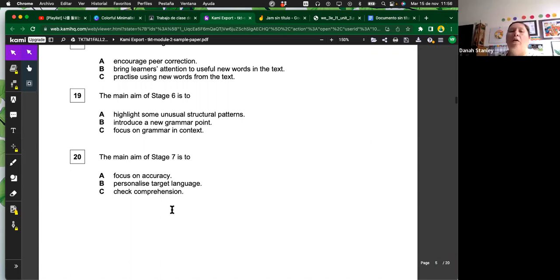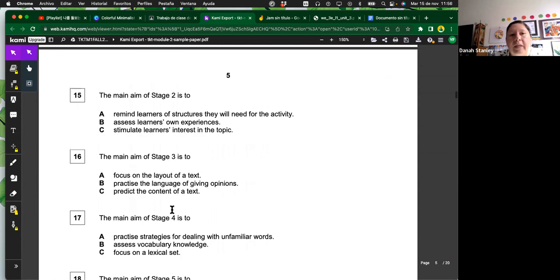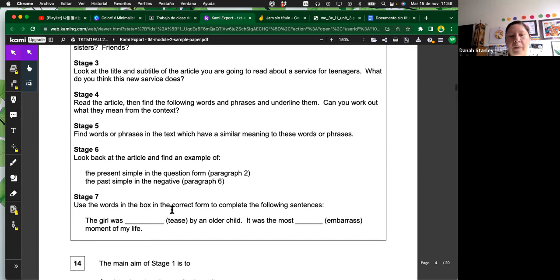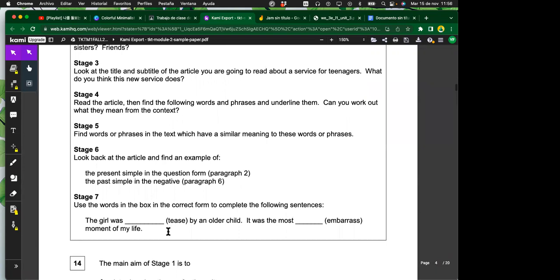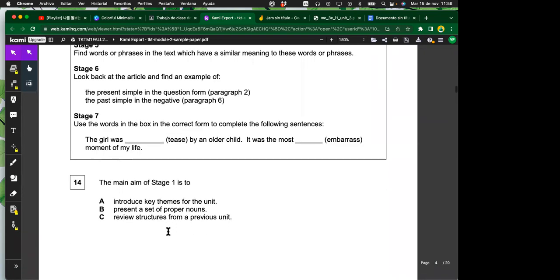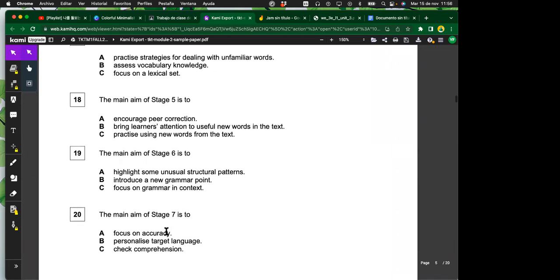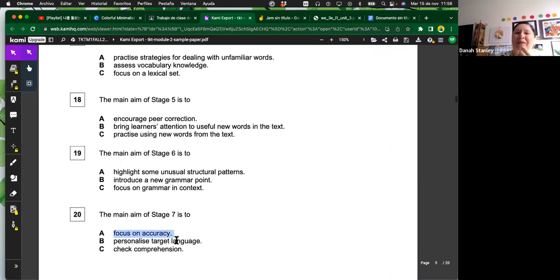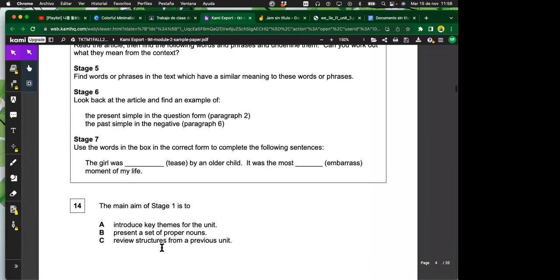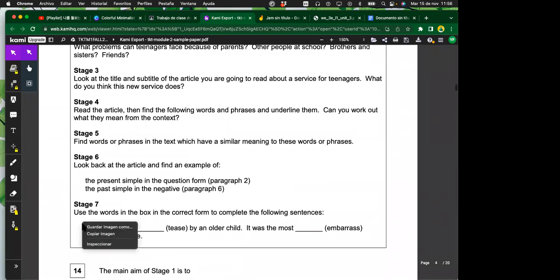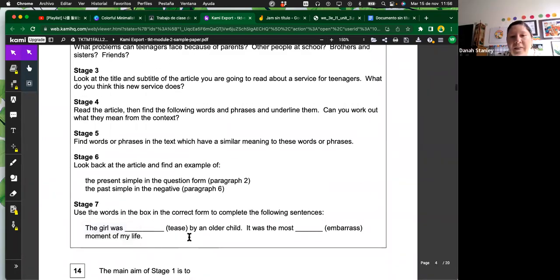B as boy. Are they personalizing the language? They are talking about their own experience. They are completing a sentence. So it's C. Check comprehension. Tampoco. I have A. A, focus on accuracy. Why? Aquí, because the purpose of the exercise is practicing the grammar.